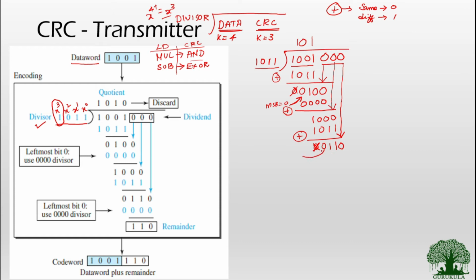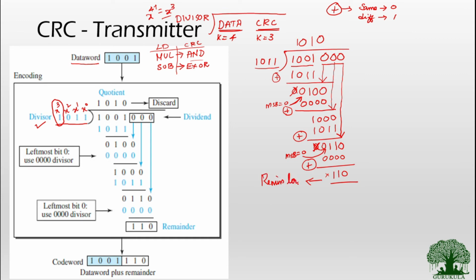Now again I have a 0 in the MSB. So if the MSB is 0, again I have to add a 0 to the quotient, and perform an AND operation between 0 and the divisor polynomial. That gives a value of all zeros, and then I perform the XOR operation. If I perform the XOR operation, I end up with 1 1 0. There are no more bits to bring down, and usually we neglect this particular value. So neglecting that, this is what my remainder is.